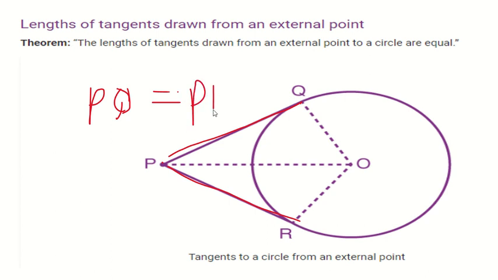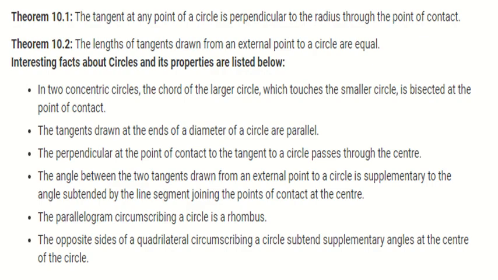Always the length of the tangents are equal. What is the first point we learnt? Always the tangent is perpendicular. If I'm taking this, this is a touching point, so this is 90 degree. Same way, this is a touching point to the radius, so this will be 90 degree. Always, the length of the tangents will be equal.